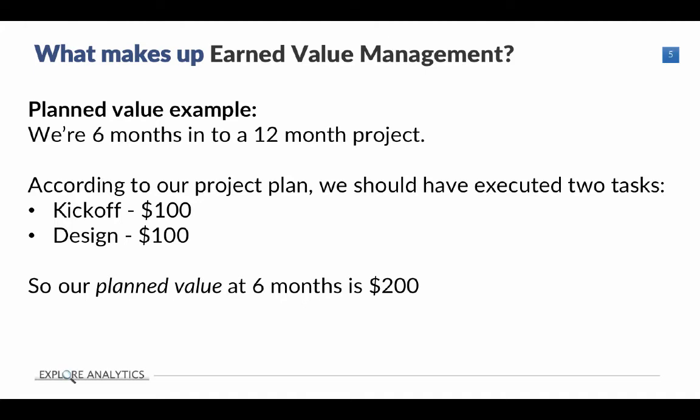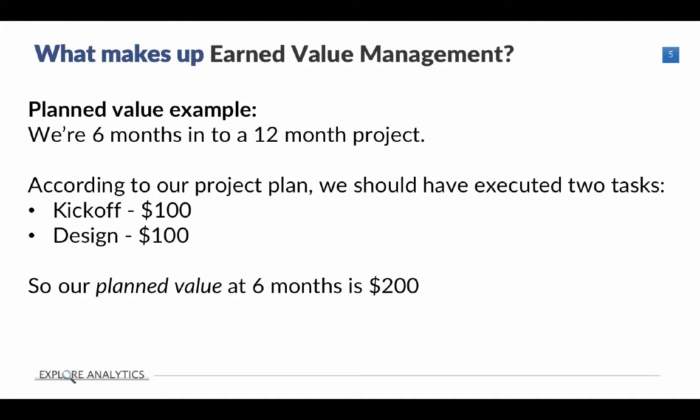Now, in some cases you might be using dollar figures, or in other cases you might be using a measure of hours of work, depending on how you run your project management, but usually earned value management tends to use dollars. So long as you're consistent and make sure that you have the same unit, that's typically how you're tracking earned value management. So in this example, our planned value at 6 months is $200, because that's how much value we'd expect to have completed at the end of 6 months.